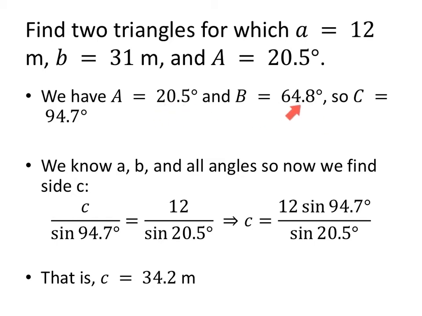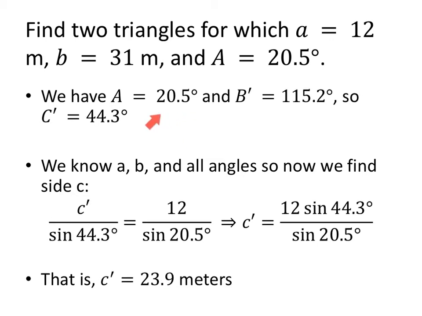Given A and B, I can find angle C, 94.7, due to the fact that the three angles have to add to 180. I know all three of my angles. I know side A, I know side B. I can find side C. Side C over sine of 94.7 degrees is 12 over the sine of 20.5 degrees. Always use as much given information as possible. The side length C will be 34.2 meters.